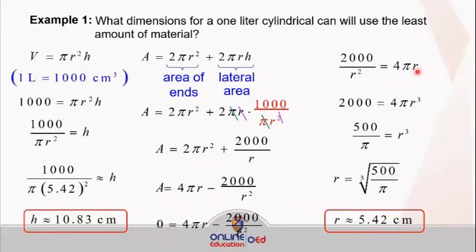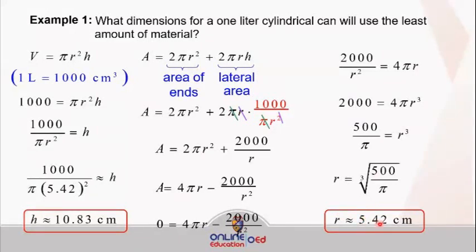And then in order for us to get yung value ng r, simplify lang natin yung problem natin, which is we have 2,000 is equal to 4 pi r raised to 3, kasi dito yung r cubed and also yung r natin. And then the value for r is equal to cube root of 500 over pi, or equivalent lang siya, r is equal to 5.42 centimeters.